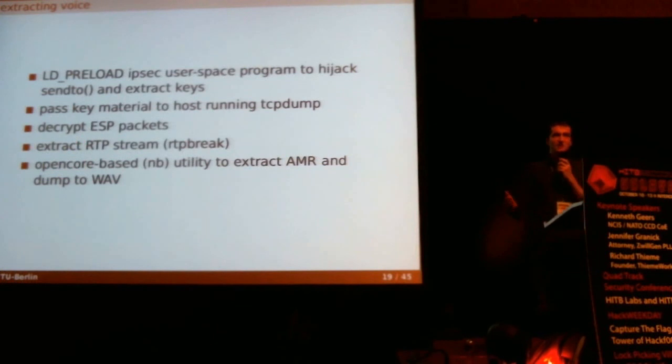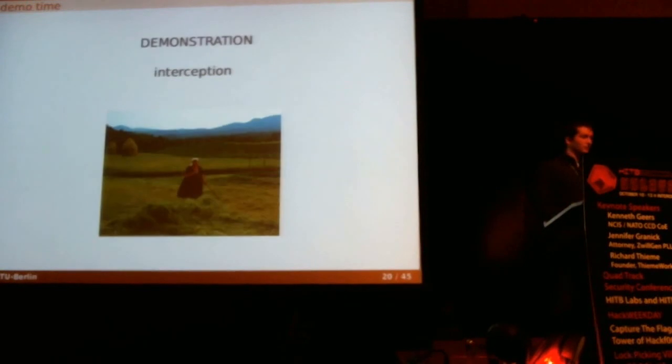We're using LD preload. And when the client ExpressVPN managed the session and got the keys, it has to send them to the kernel so the kernel can encrypt the packets. And we were in between to listen to the keys, meaning that once the tunnel is established, we get the keys over the network. And then we just decrypt the IPsec traffic. We extract the RTP traffic using RTP break. And then we transform the telephone communication, which is a stream-based AMR, into a wave-based AMR using another tool. And this way, we can intercept any communication once we decrypt the traffic. And that's what we're going to show in the first demo.